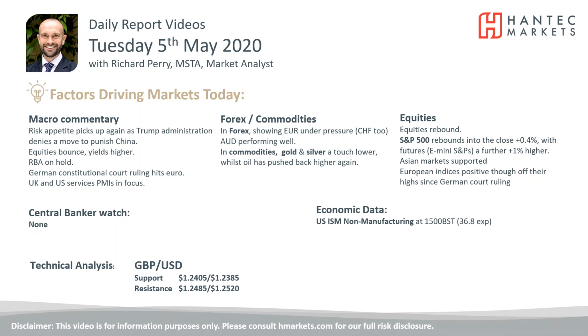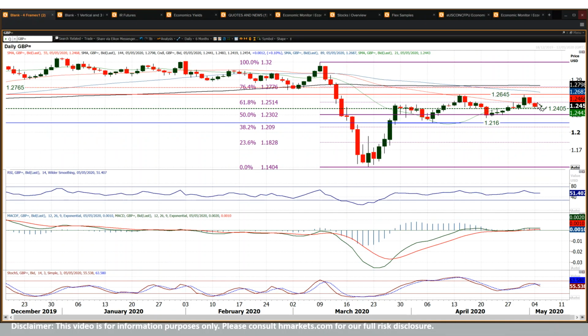On Tuesday, the 5th of May, looking at cable, where sterling has just moderated once more back to this pivot line, 124.05 on the daily chart. It's interesting that these pivot lines are quite often a feature of these charts. Talked about 108.90 on euro dollar. Now 124.05 is interesting on sterling dollar.